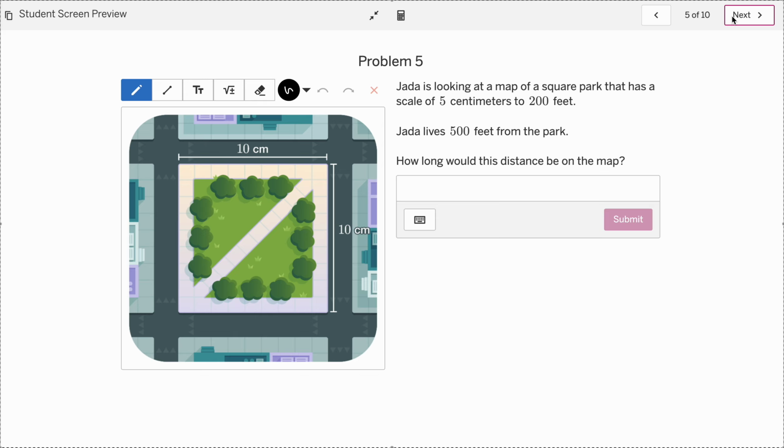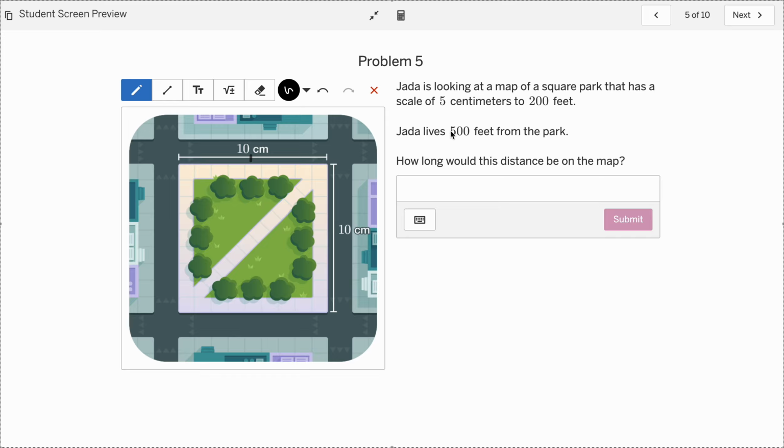Problem 5. Jada is looking at a map of a square park that has a scale of 5 centimeters to 200 feet. So every 5 centimeters is 200 feet. Jada lives 500 feet from the park. How long would this distance be on the map? Okay, well, we know that this is 10 centimeters, and half of this is then going to be 200 feet. So the other half is going to be another 200. So this 10 centimeters right here is 400 feet.